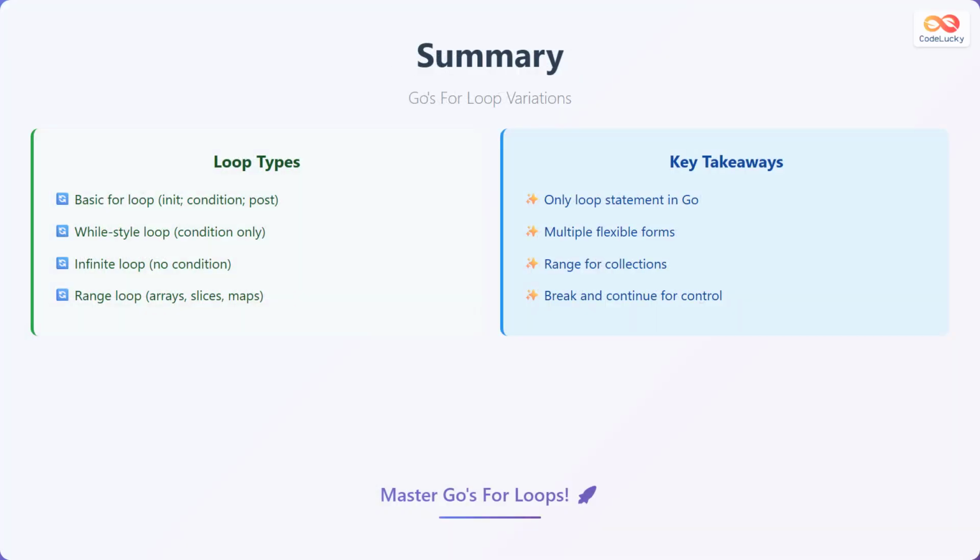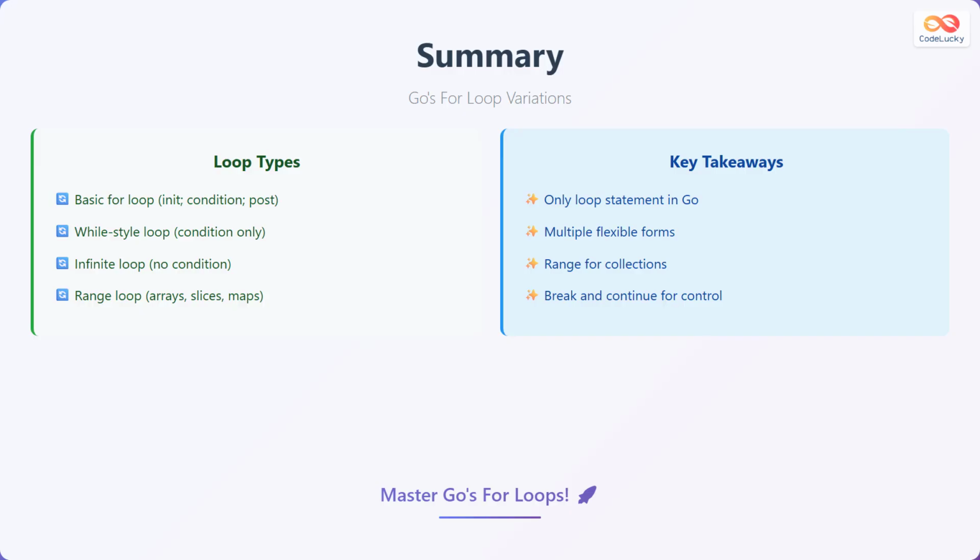Let's summarize the different types of for loops in Go and their key characteristics. The loop types are basic for loop with initialization, condition, and post statements, while style loop with only a condition, infinite loop with no condition, range loop for iterating over arrays, slices, and maps.